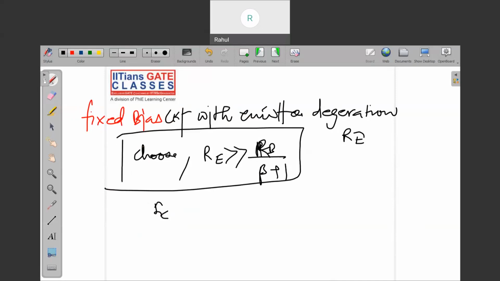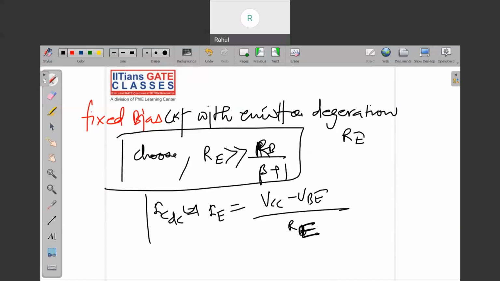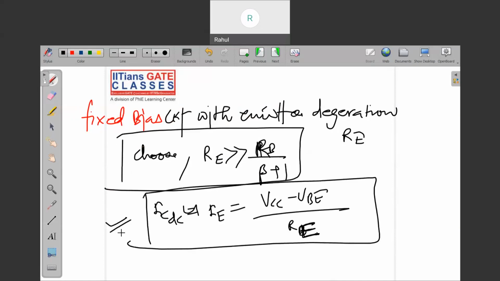So your IC DC equals IE, approximately equal to VCC minus VBE by RB, sorry, RE. Understand? RE. So this RE is also a kind of stabilizing resistor. This will stabilize your IC DC. See, now your IC is independent of beta.